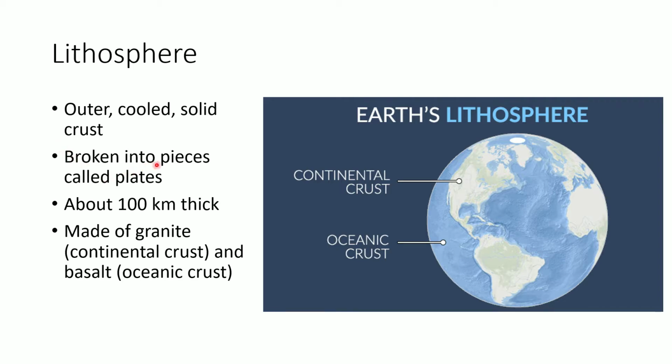This lithosphere is broken into pieces that we call plates that move around. Chunks of the lithosphere are about 100 kilometers thick, and it's made of mostly granite. So continental crust, like the continents and all of the land, is made out of granite, which is a type of rock. And then oceanic crust, so the seafloor, is made out of a type of rock called basalt.